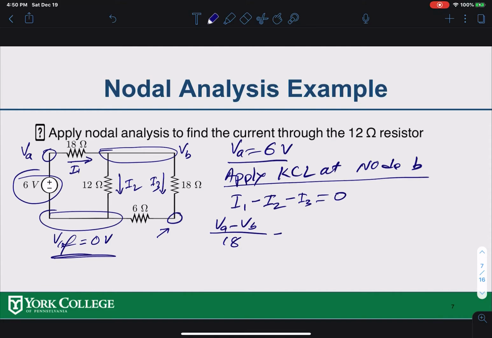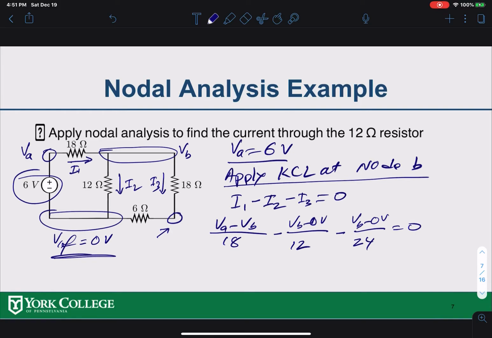I2 is between node B and the reference, which is 0 volts. So that would be VB minus 0 volts over 12. That's your I2. For I3, I can add the 18 ohms and 6 ohms because they're in series, so that would be 24 ohms. Then I have VB minus 0 over 24. So that's how you write the node equation.